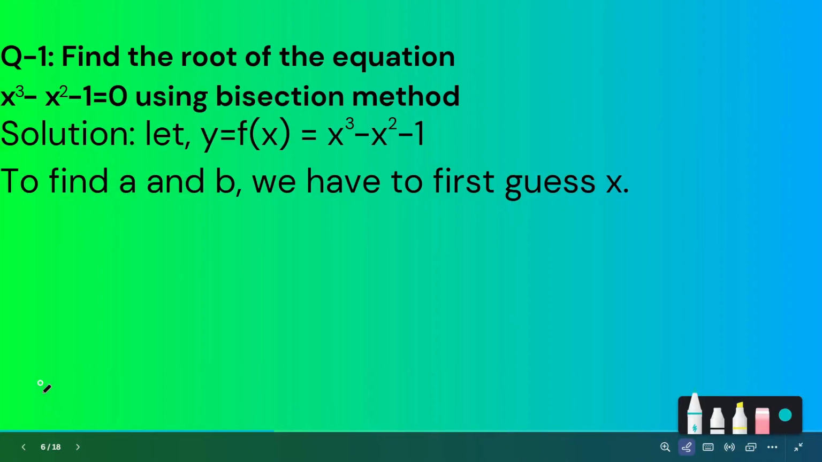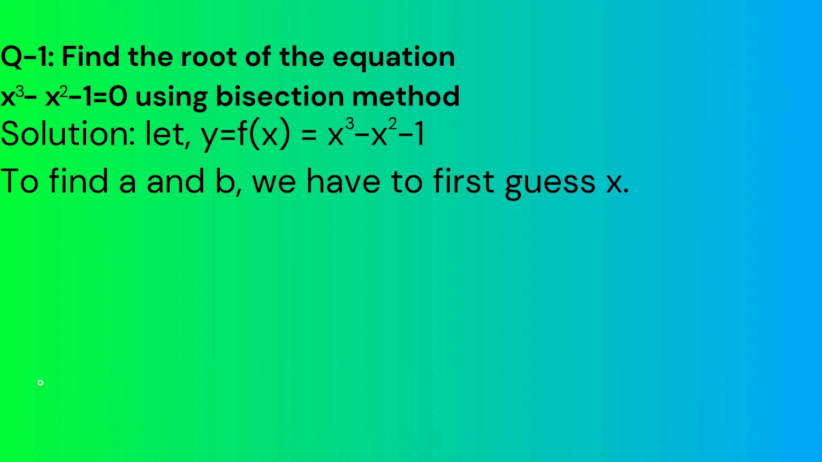Okay, question 1. Find the root of the equation x cubed minus x squared minus 1 equal to 0 using the bisection method. Solution: let y equal f(x) equal to x cubed minus x squared minus 1. To find a and b, we have to first guess x. So let's do it now.